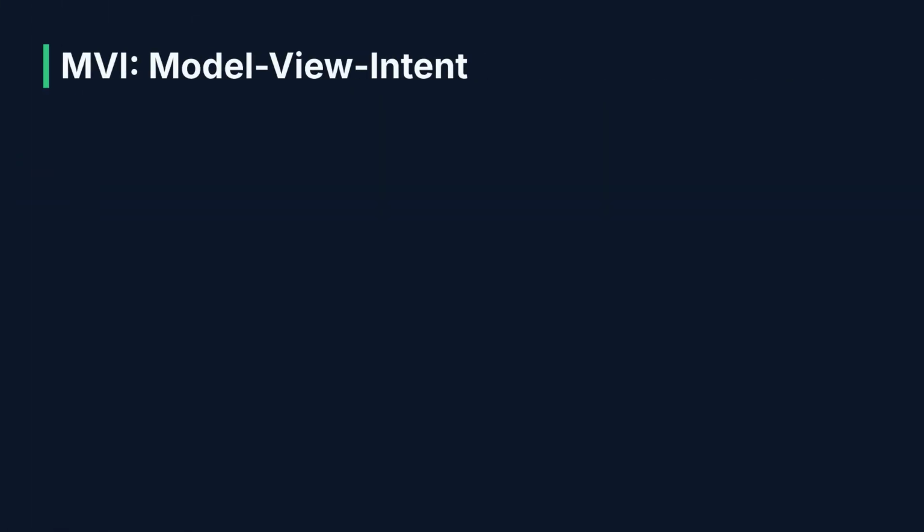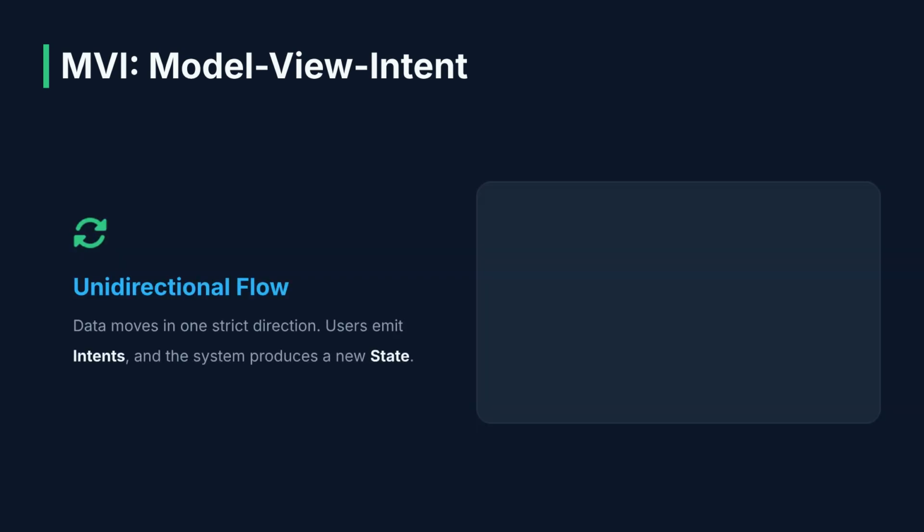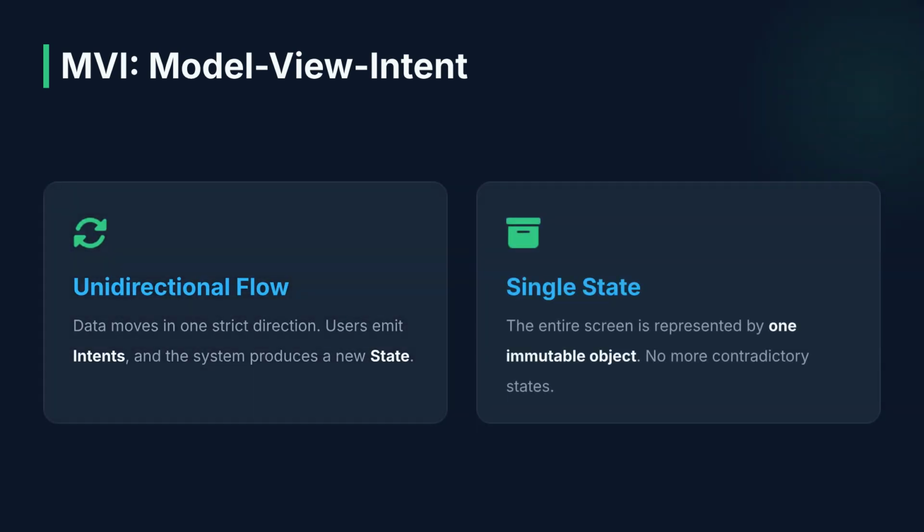MVI, or Model View Intent, is defined by two core characteristics: a strict unidirectional flow and a single state. Users emit intents, which produce a single immutable state object for the entire screen, preventing contradictory states.